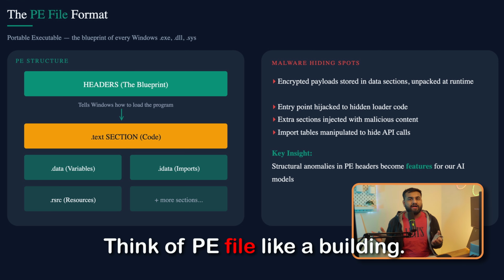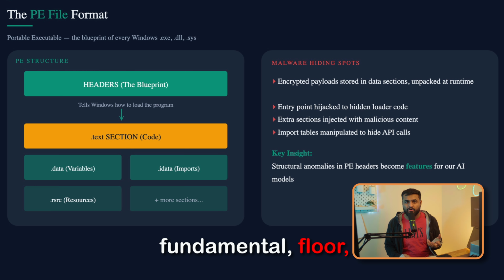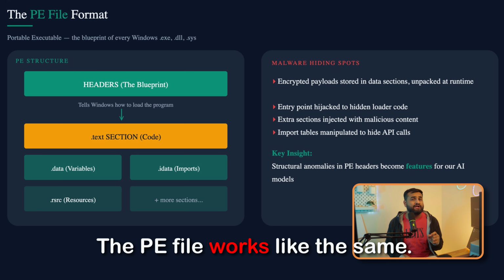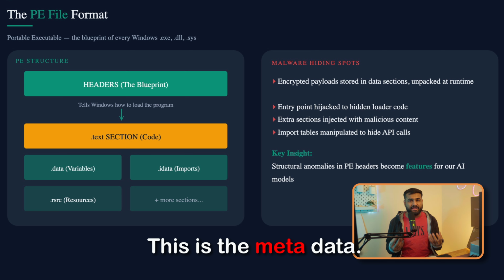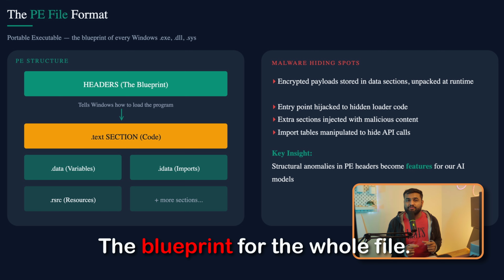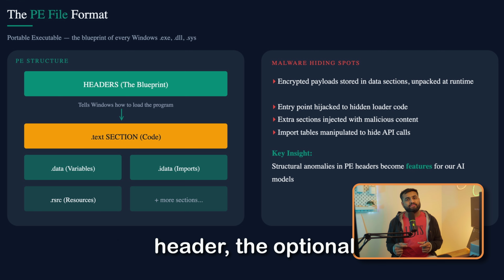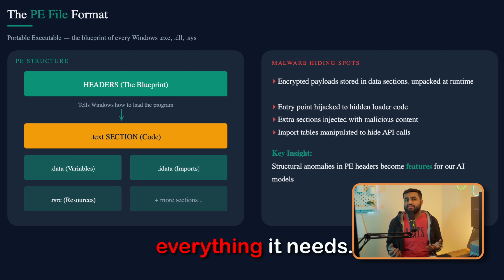Think of a PE file like a building. Every building has a layout, a foundation, floors, rooms, a purpose for each space. The PE file works the same. At the top, you have a header. This is the metadata, the blueprint for the whole file. It contains the DOS header, the PE header, the optional header, and the section table. Together, these tell Windows everything it needs.